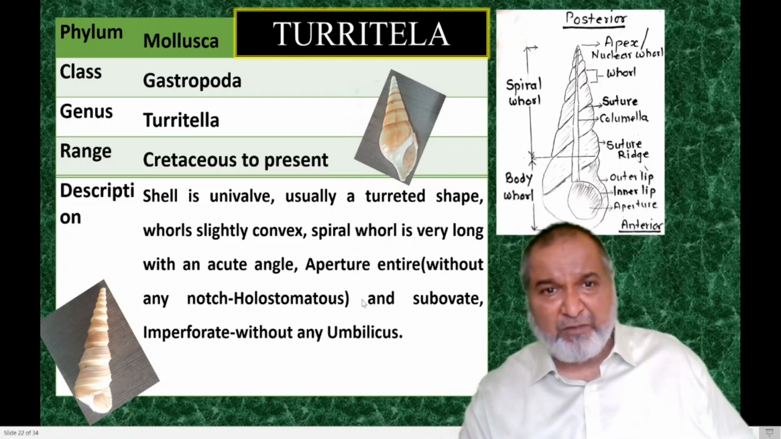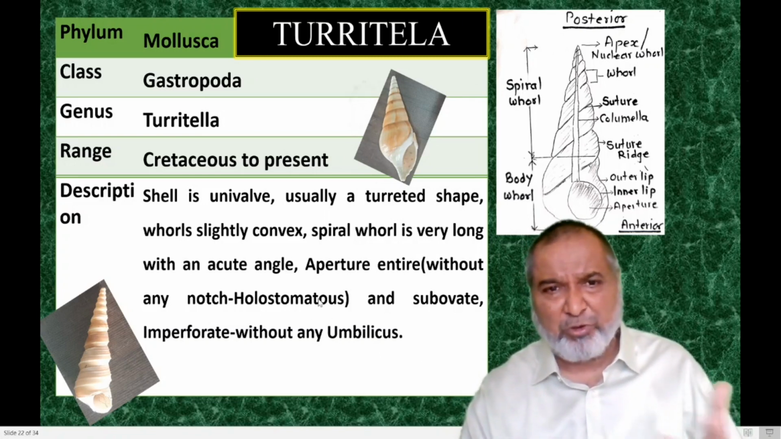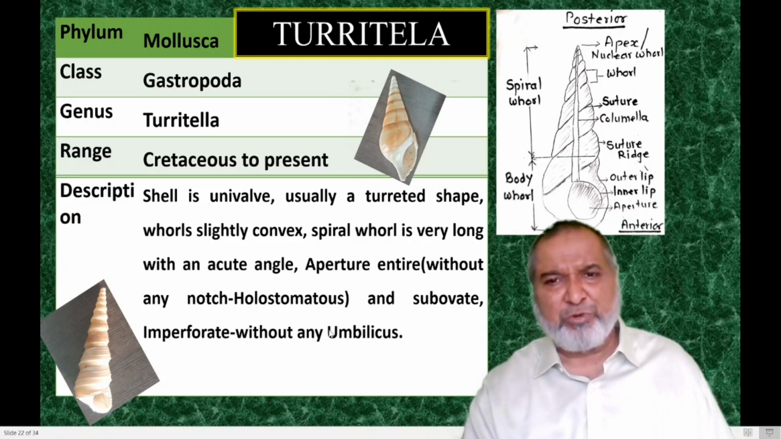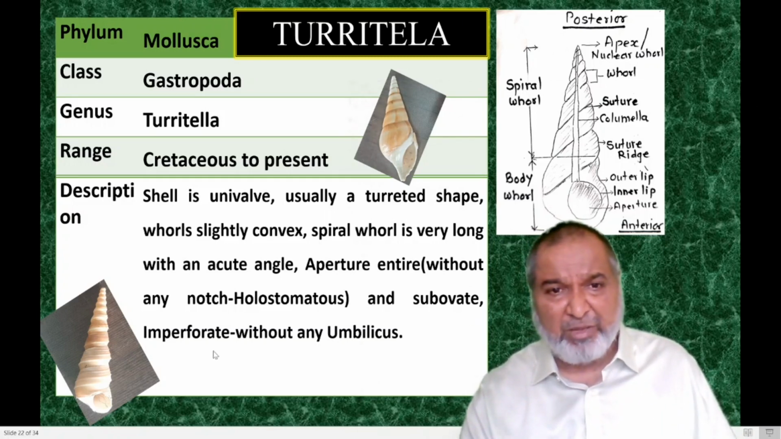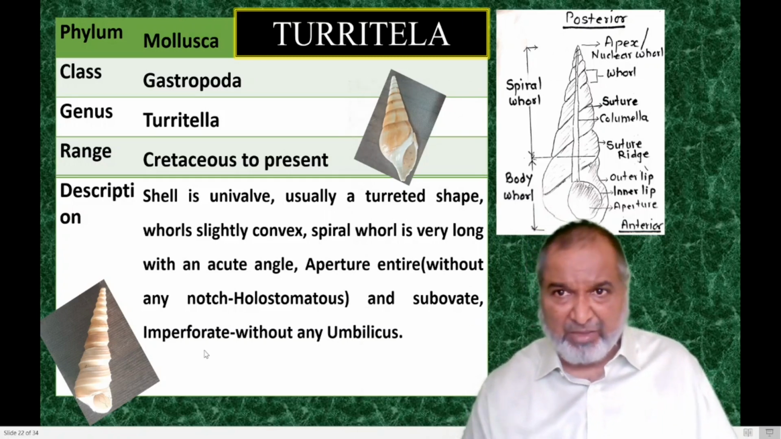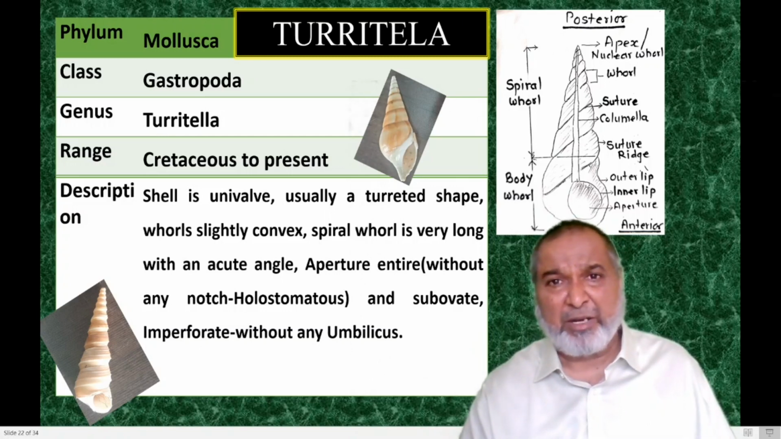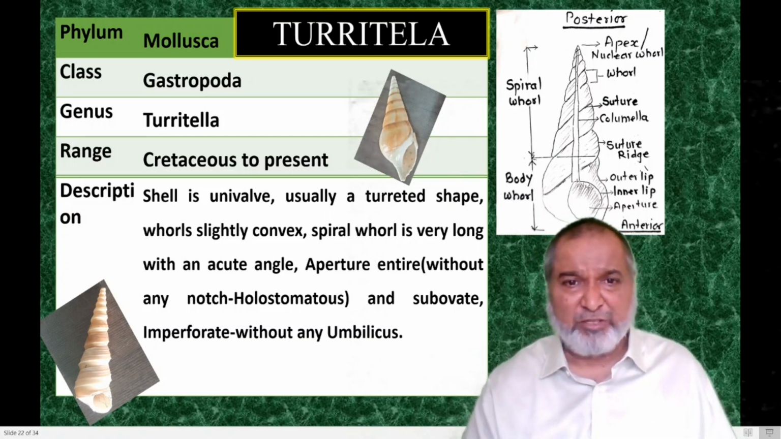Aperture entire, without any notch. It is holostomatous; you don't have to worry about holostomatous, that will not be there, so no need to remember. Subovate shape will be there. Imperforate. Yes, there are no dots on that particular shell you are going to see. It is not perforated.